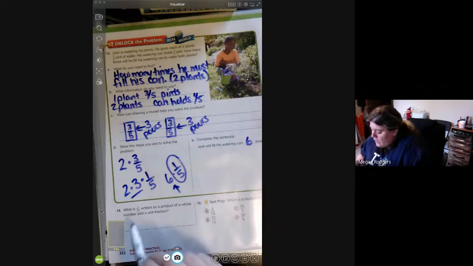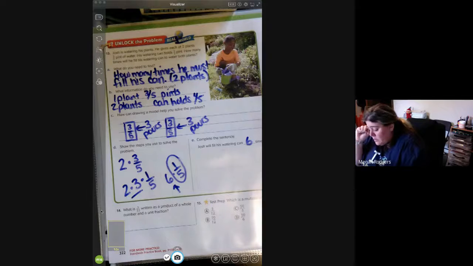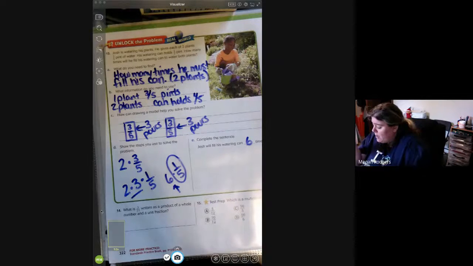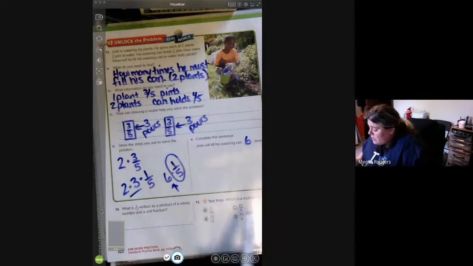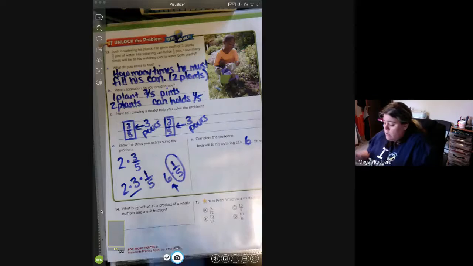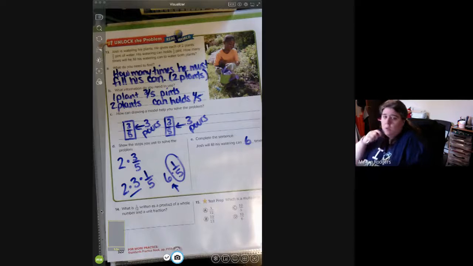All right, what is 5/12 written as a product of a whole number and a unit fraction? I'm not going to ask you to pause the video. I'll just wait for a couple of minutes. I'd like you to do 14 and 15 here. So 15 says, which is a multiple of 5/6? So those two problems, I will pause here for a moment and you can answer those and then I'll show you the correct answer.